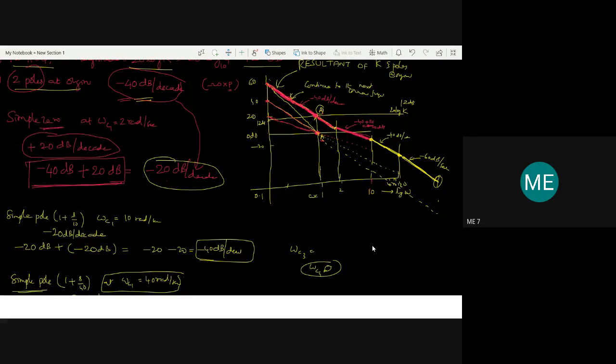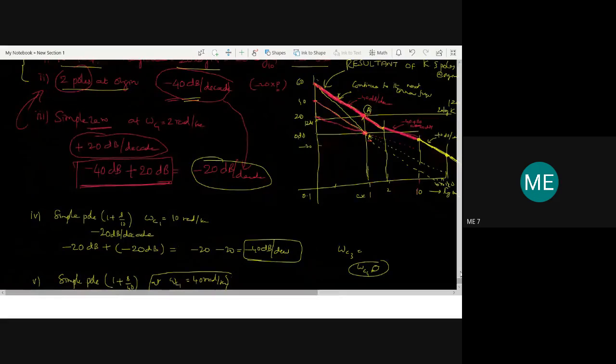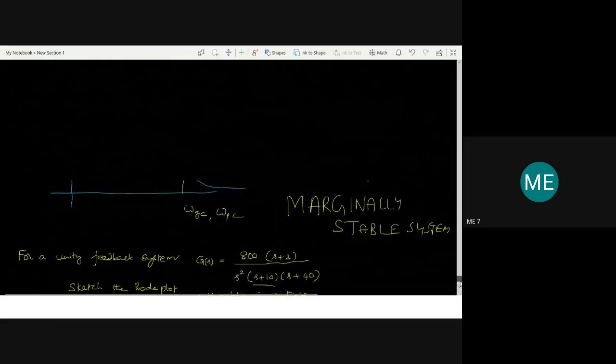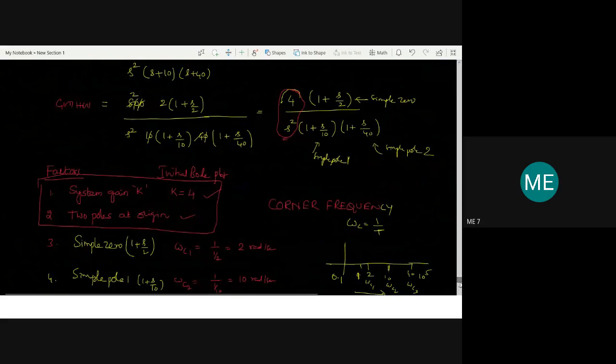How to construct the magnitude plot: first, consider the poles present in this system, that is, the different factors. First we need to look into the time constant form. Once you write down the time constant form, we need to write down the factors present in the system: system gain K, poles at origin, then simple zero, simple pole 1, simple pole 2. That depends on the order which you are maintaining.